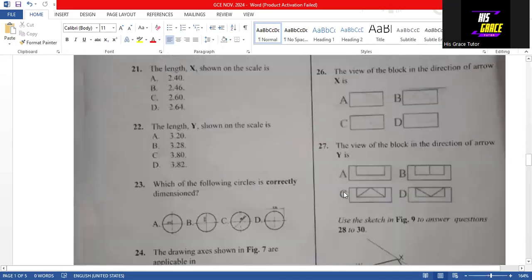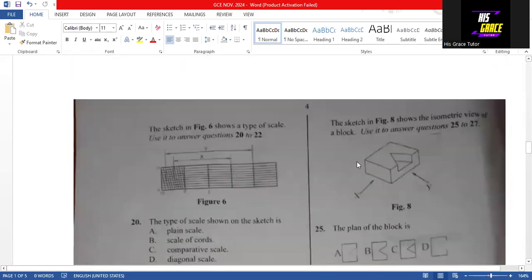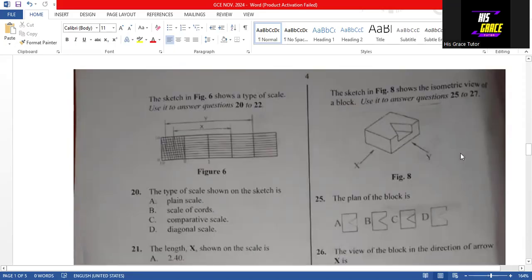Then let's look at question 25. So we have question 25, and we have to make use of this diagram to answer question 25 to 27. So question 25 says that the plan of the block is, option C is the answer to the question. This is the plan of the block.